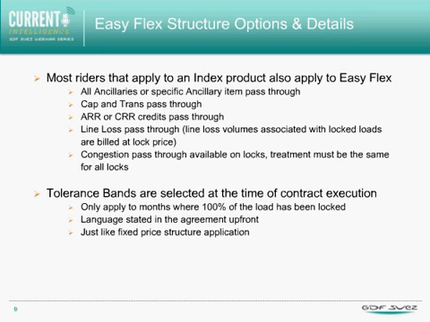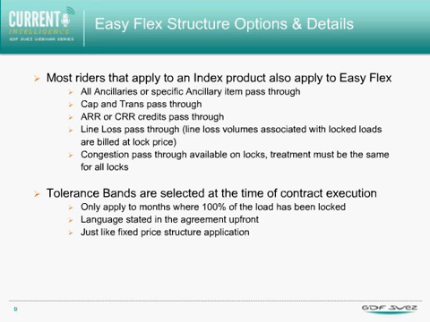Most of the riders that you will see on our index products you will also find available with EasyFlex. Some of those examples: all ancillaries pass through, or specific ancillary service line items can be passed through. Cap and trans tags can be passed through. ARR or CRR credits in various markets are also passed through. Line losses can be passed through.